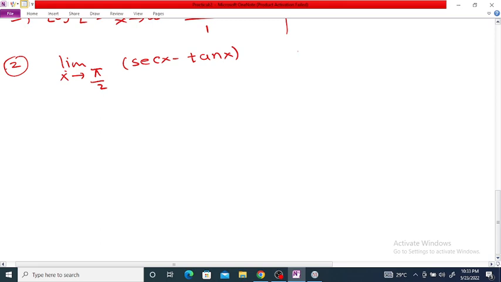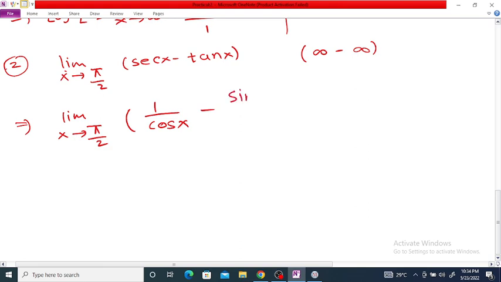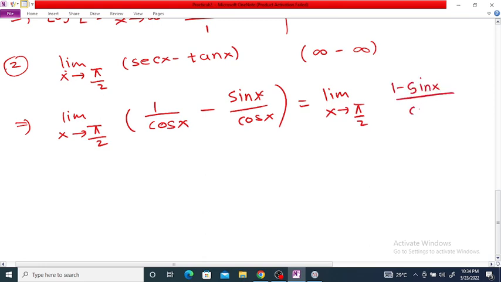Now as sec pi by 2 is infinity and tan pi by 2 is also infinity, so this is infinity minus infinity form. We want to convert this indeterminate form to either 0 by 0 or infinity by infinity. As we know that sec x is equal to 1 divided by cos x and tan x is equal to sin x divided by cos x. As the denominator is the same, we can add the numerators. So this is limit x tends to pi by 2, (1 minus sin x) divided by cos x.